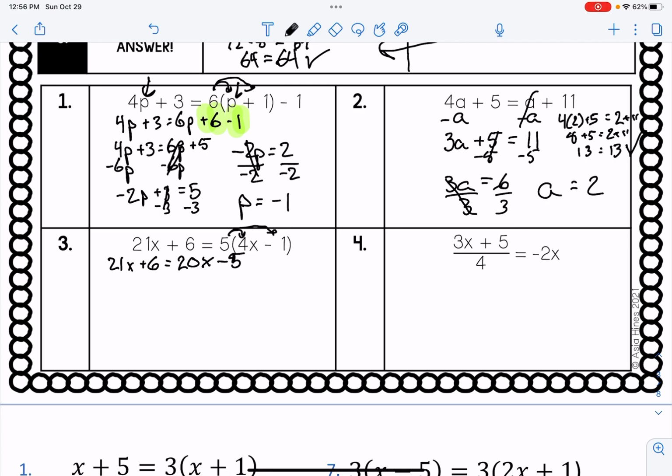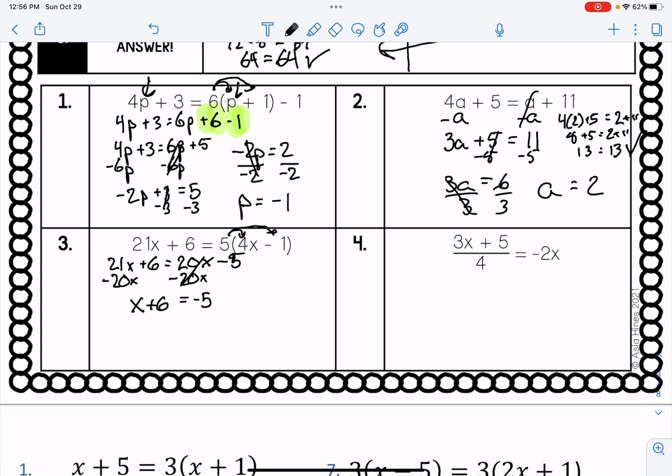Next step is to combine like terms. There's no like terms I can combine, so we're just going to move on. Move your variable to one side, minus 20x, minus 20x. And x plus 6 is equal to negative 5.